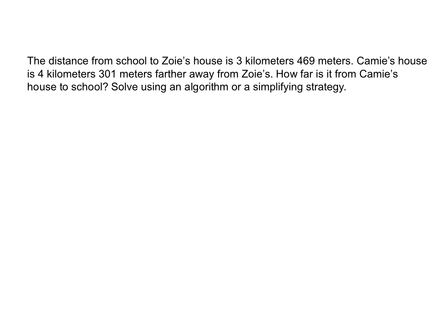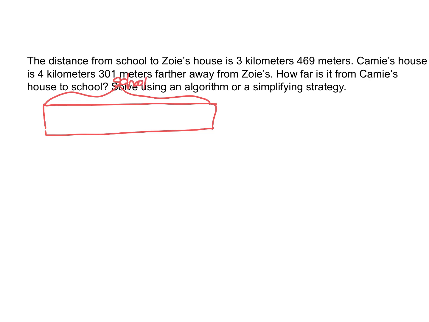So if we were going to do a tape model for this, we would look at it and say, well, we know that this total here is the distance to school. We don't know what that is yet, but we do know that this right here is the distance from Zoe's house. And Zoe's house is 3 kilometers, 469 meters. So what we don't know, we know that Cammie's house is even farther away from Zoe's, so it's another 4 kilometers, 301 meters.